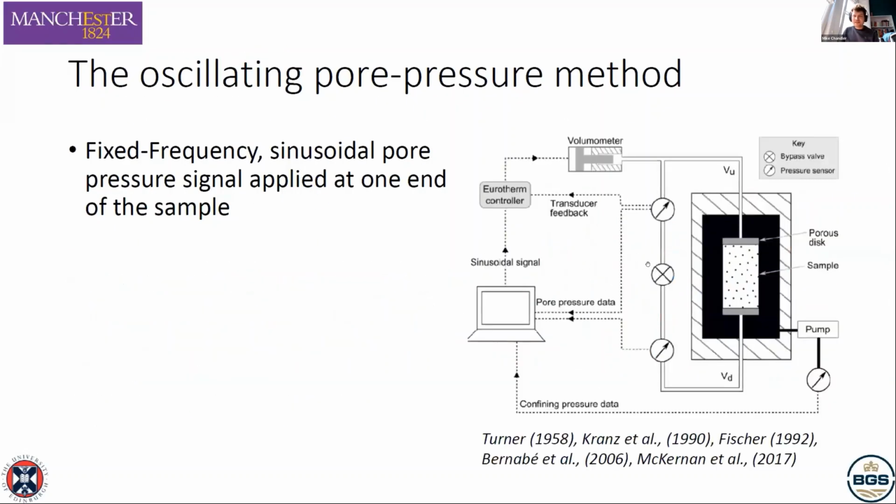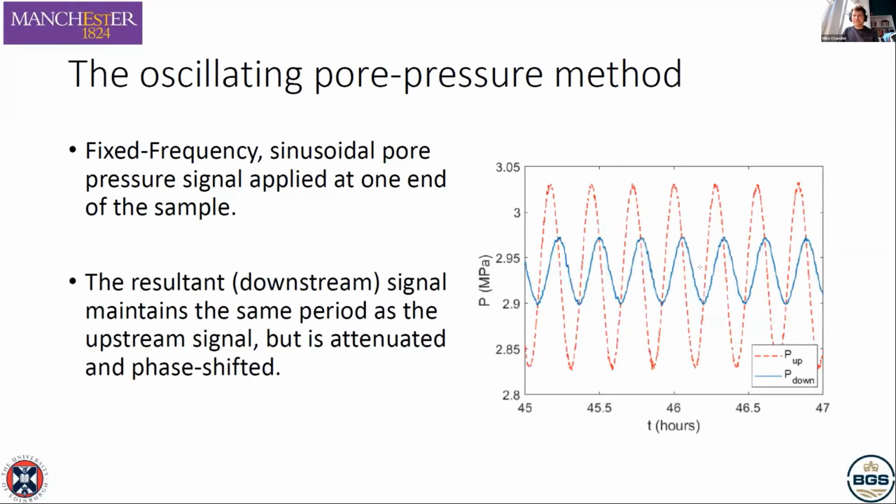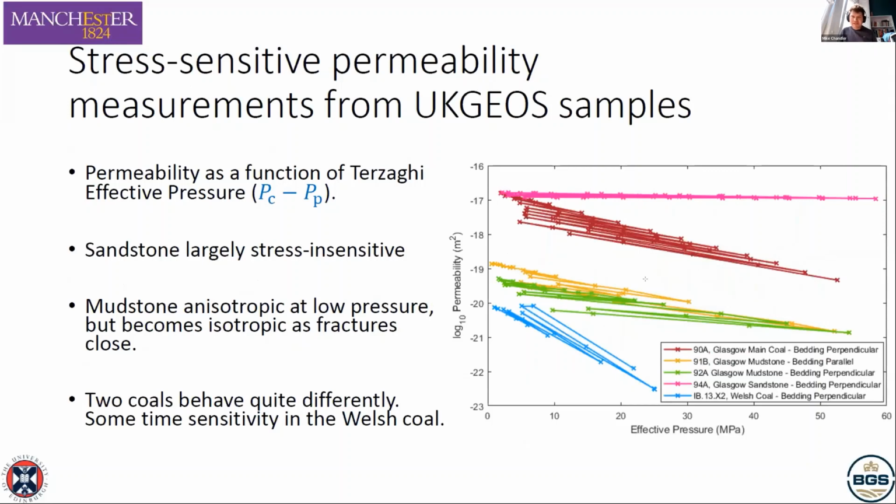So if I do this at a variety of different confining pressures and pore pressures, I can measure the variation of the permeability of the rock with the effective pressure of the system. So plotted here on the right, I have measurements of these permeabilities as a function of effective pressure. That's the Terzaghi effective pressure, so just the confining pressure minus the mean pore pressure of that oscillating signal for those various rock samples. And you should note that this is a logarithmic permeability axis.